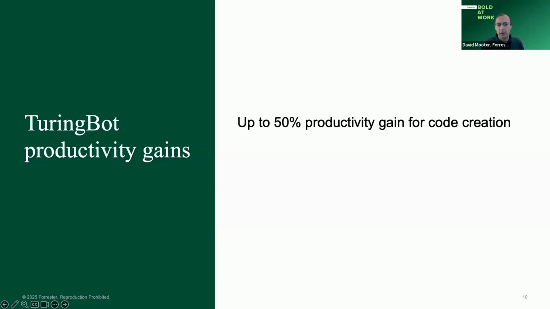So I say 50% productivity gain for code creation. That's code creation in general, includes APIs, non-APIs. I have a colleague who focuses heavily on Turing bots. He's done a deep dive into this world, and he's seen up to 50% productivity gains for creating code. Also for testing, 30 to 50% productivity gains in testing. And these are the two areas where we see the most value of using AI for accelerating the software development lifecycle, development and testing phases.